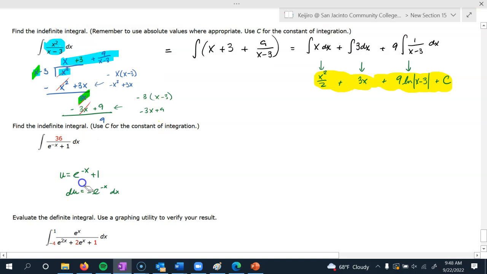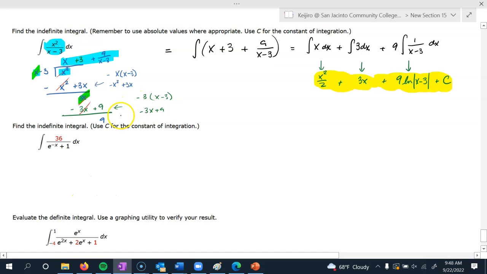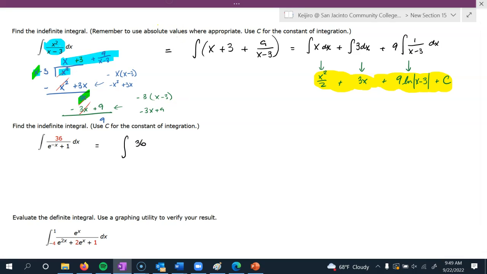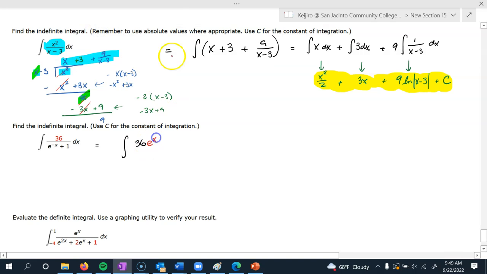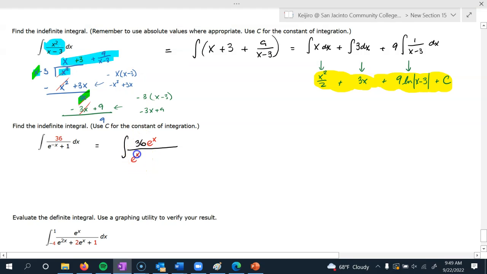So that's not going to really cut it. Well, let's say that we were going to multiply by e to the x on the top and bottom. So let's say 36, and we'll just put an e to the x on the top. And we'll also put an e to the x on the bottom. Right, so just multiply and divide by the same thing, basically.